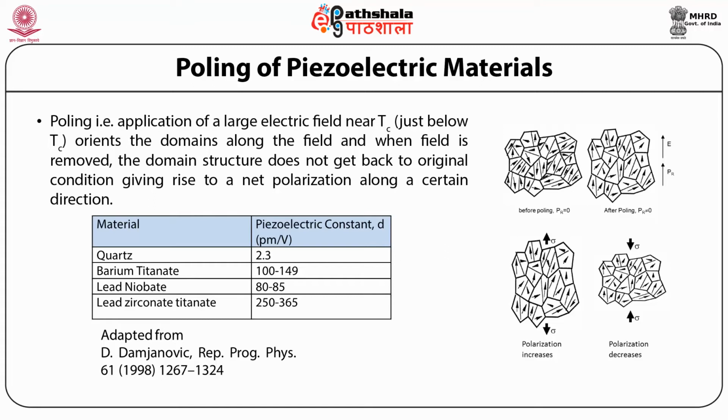So students, on the bottom corner of the figure, you can see that the polarization increases in one case and in another case the polarization decreases. So it completely depends upon the applied electric field.